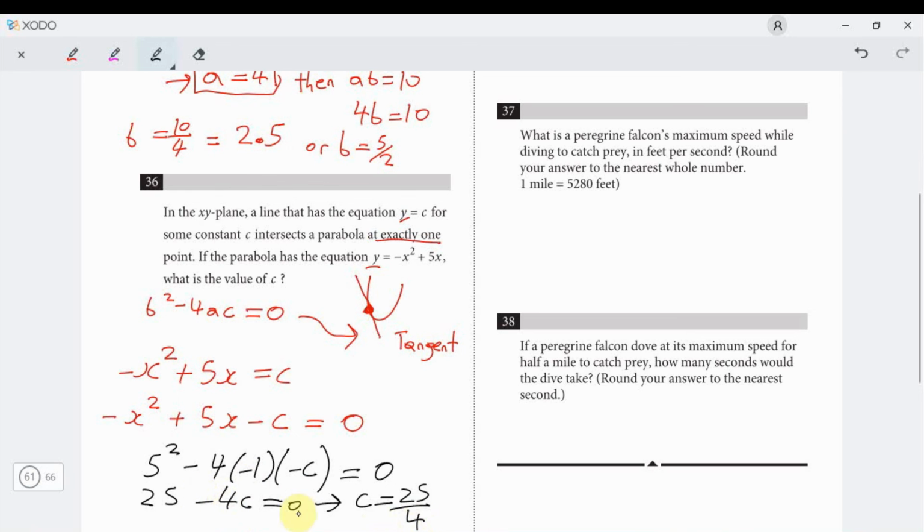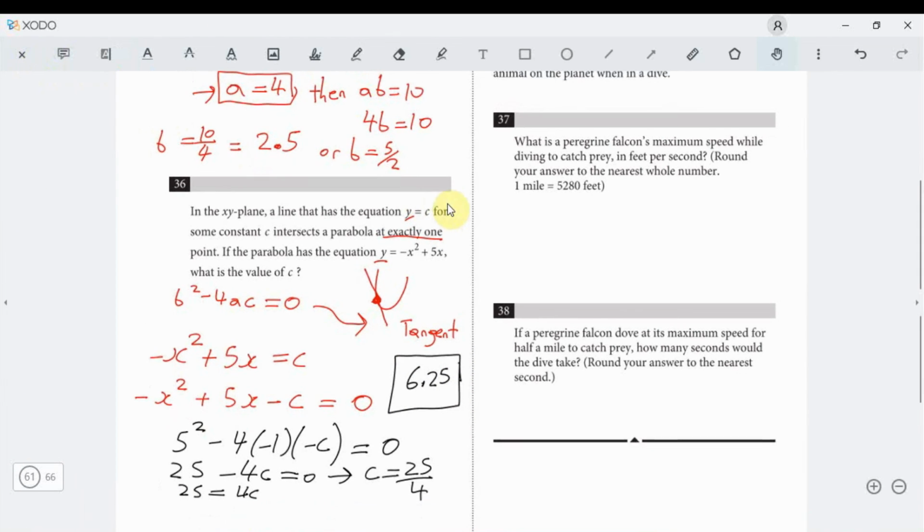So bring over the 4. Just to not skip the step, we're saying 4c is 25. Then we divide it by 4. So c is 25 over 4, or some might say 6.25. That's our answer. Nice.